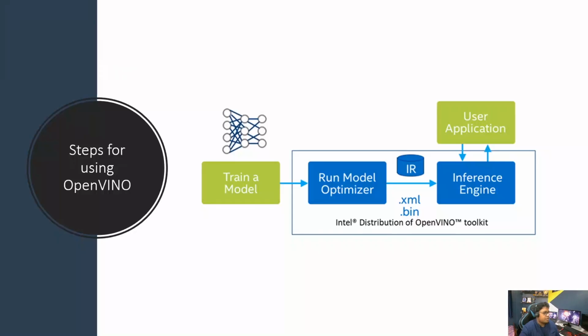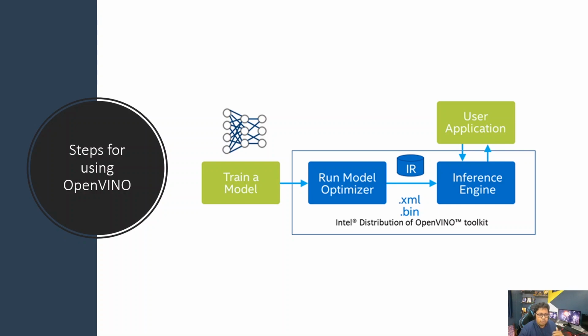So for the steps in terms of OpenVINO, we have a trained model, as I said earlier. We pass it through a model optimizer. Now, this model optimizer creates two files. One is an XML file, the second is a bin file. This is known as the intermediate representation layer, or the IR layer.